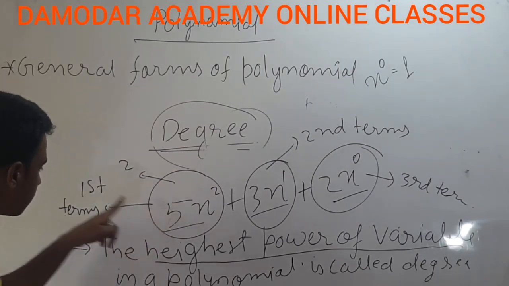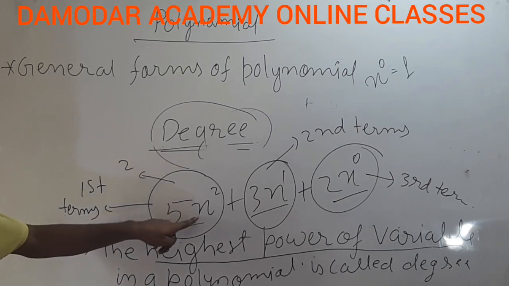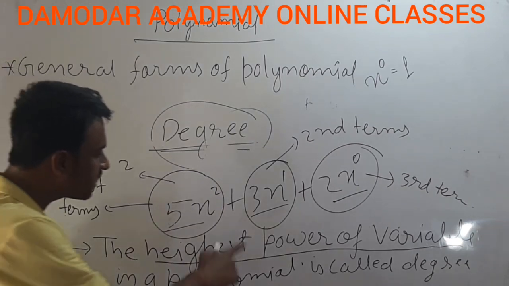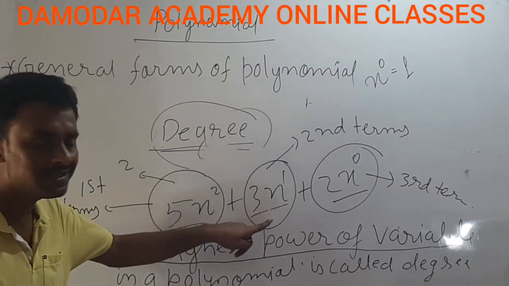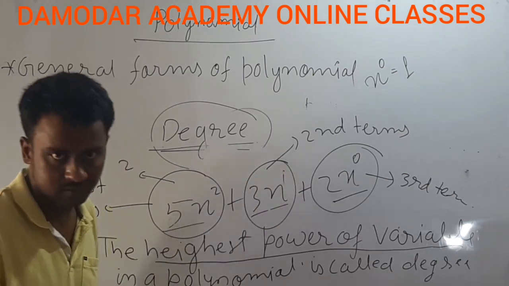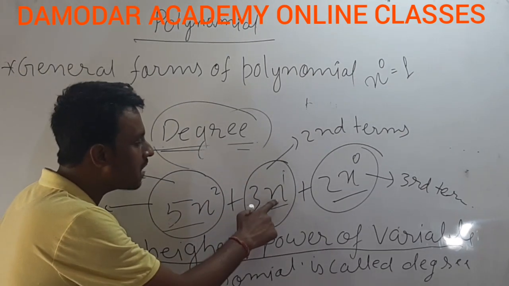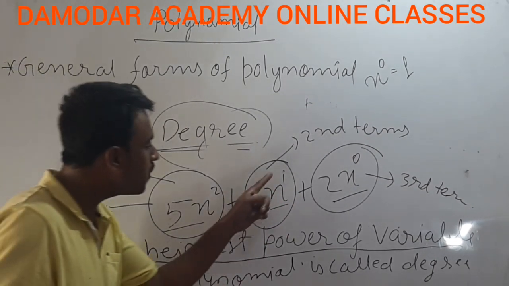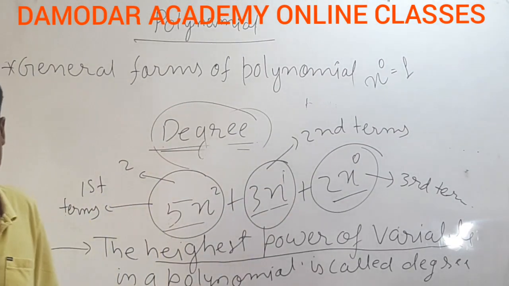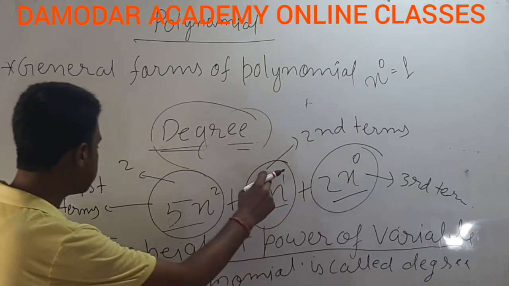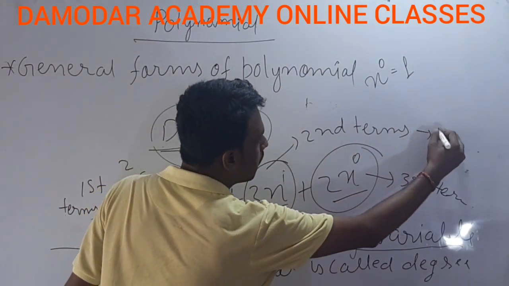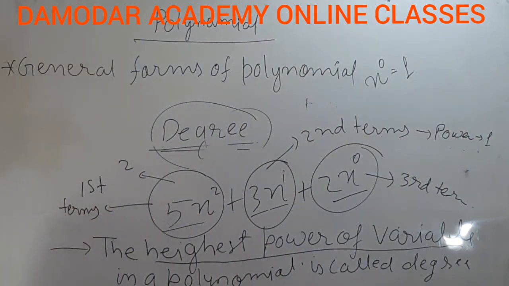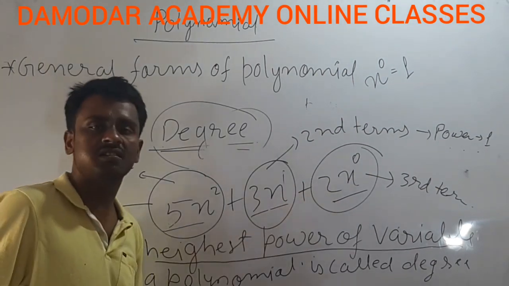And what is the variable in the first term? X is the variable. Similarly, we look at the second term. In the case of the second term, what is written? 3x raised to power 1. Where 3 is the coefficient of the variable and 1 is the power of the variable. For the second term, the power of the variable is 1. Now, we check the third term.